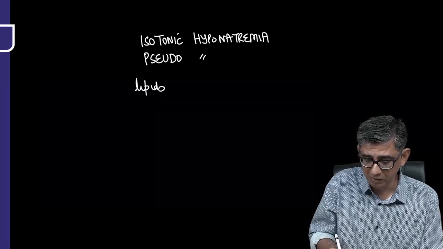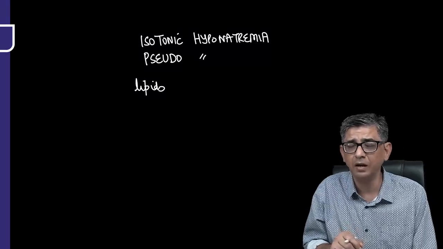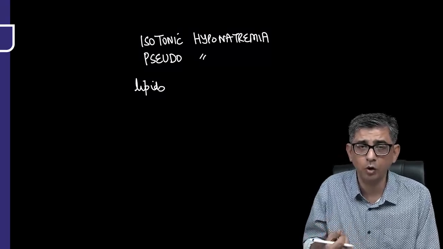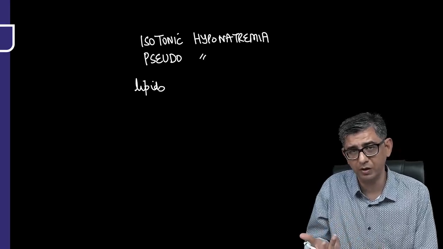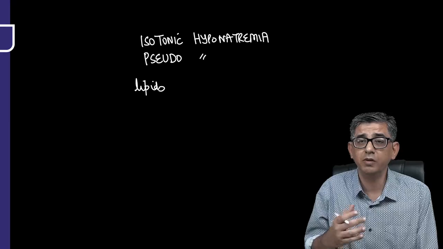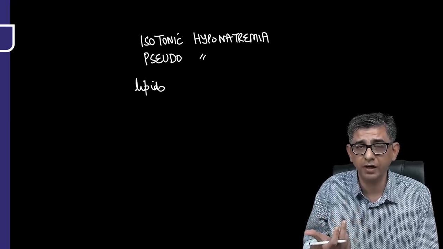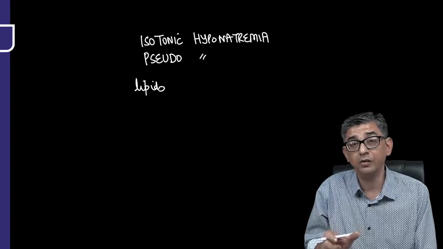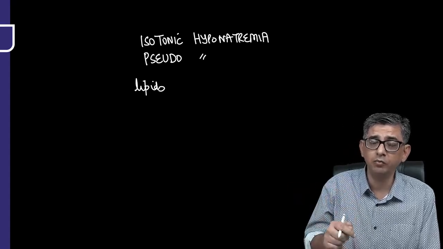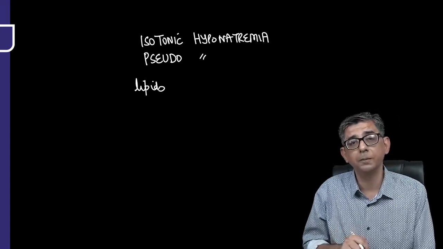Let us assume that this person is suffering from familial hypercholesterolemia, which is one of the common autosomal dominant lipid profile disorders. Because the person would have very high values of cholesterol and triglycerides, this excess cholesterol and triglyceride can interfere with the measurement of sodium.